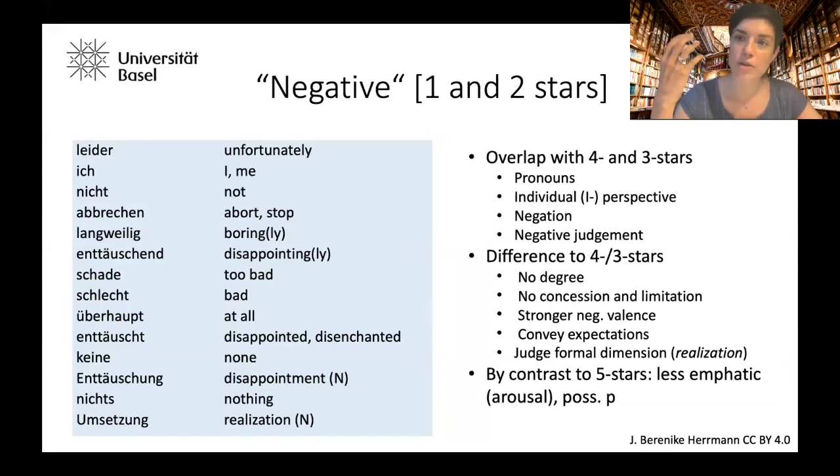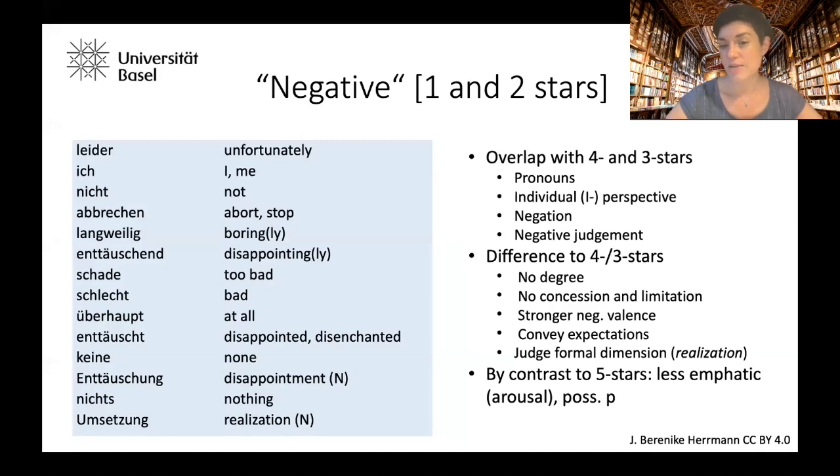It's kind of talking about the expertise of people, the expectations, the schemata that they bring to literature, and that they form their opinion on. So there's some overlap with the 4 and 3 stars. There is a difference to the 4 and 3 stars that I hinted at. So there is no degree, it's absolute statements. There is no concession and limitation. There is a strong negative balance. They do convey expectations, and they judge the formal dimension.